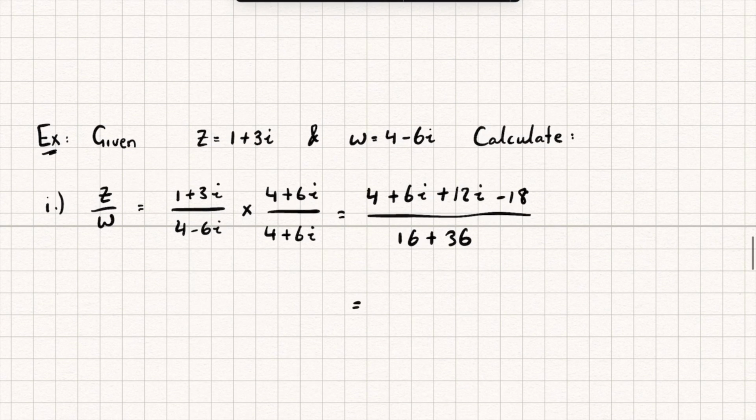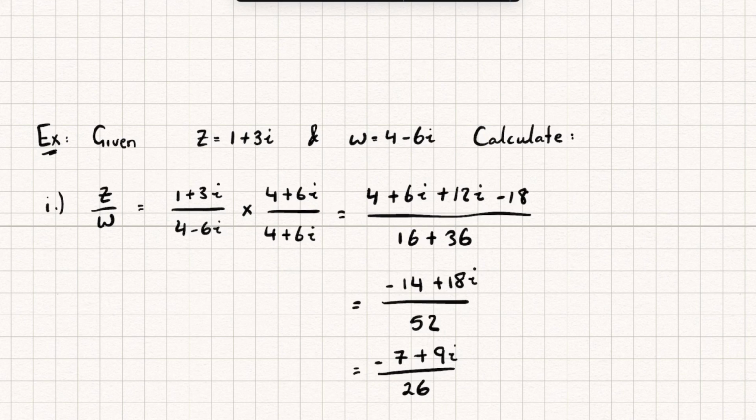So on the numerator then, we're going to end up with negative 14 plus 18i. Over on the denominator, we're going to end up with 52. Let's then see if this will simplify. Well, we can divide everything by 2 and we get negative 7 plus 9i all over 26. And so really, if you wanted to, you could write it as negative 7 over 26 plus 9 over 26 i.